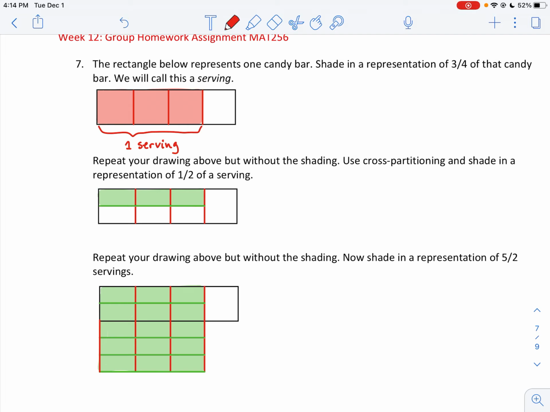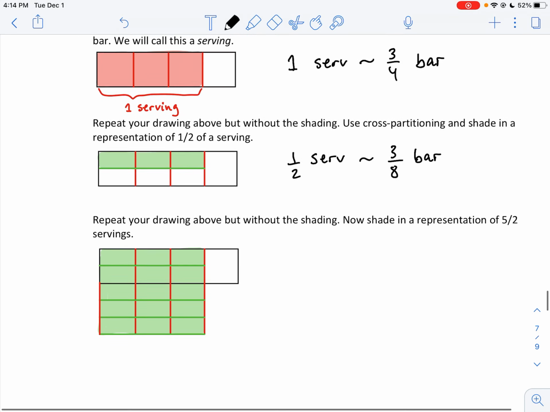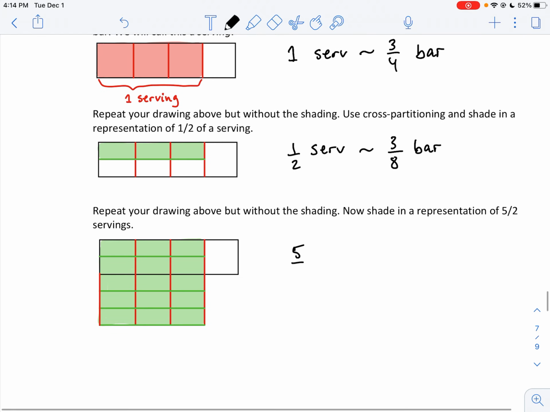You'll notice it's not half of a bar. In fact, it's 3/8 of a bar, but it's half of a serving. This is worth mentioning. Let's go ahead and correspond. We have 1 serving corresponds to 3/4 of a bar. 1/2 of a serving corresponds to 3/8 of a bar. What's shaded in green here is 3/8 of the entire bar.